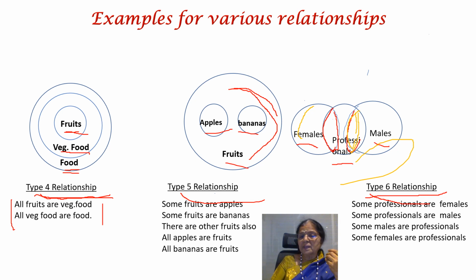And here, this group of males also denotes they are not professionals. They are males working somewhere else. They are not professional workers, okay? So, this is the kind of relationship. This Venn diagram, 3 circles overlapping each other. You got it?